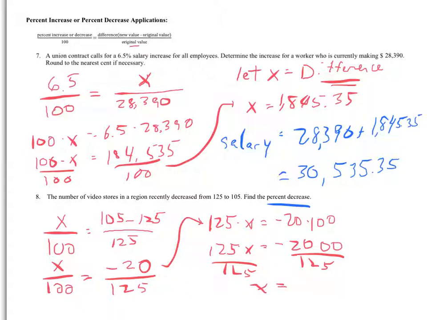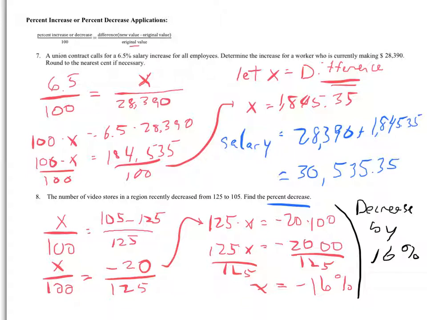We multiply and get negative 2,000, divide by 125, and 2,000 divided by 125 is negative 16%. So the number of video stores decreased by 16%. I'm going to rewrite that in words: they decreased by 16%. I dropped off my negative sign and wrote the word decrease.